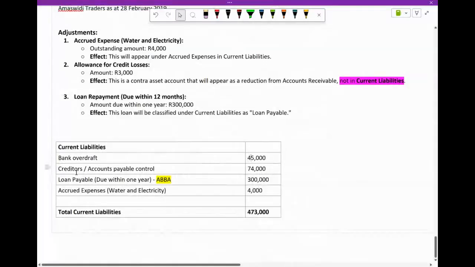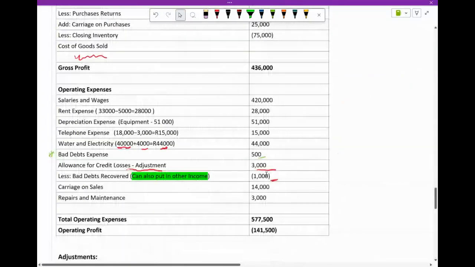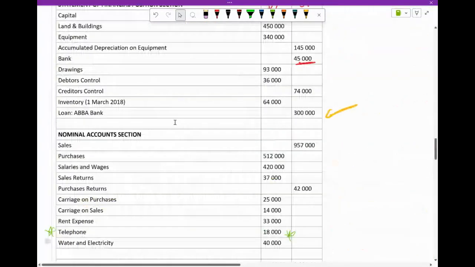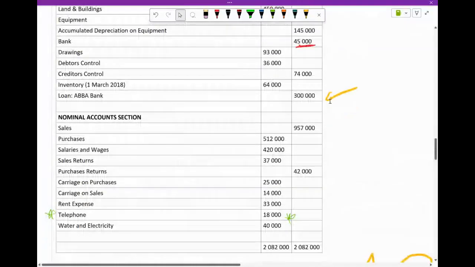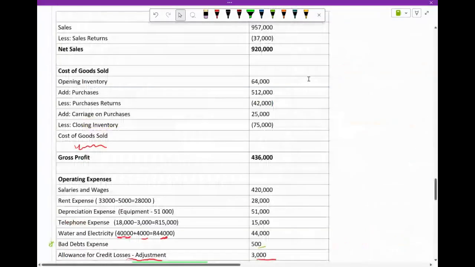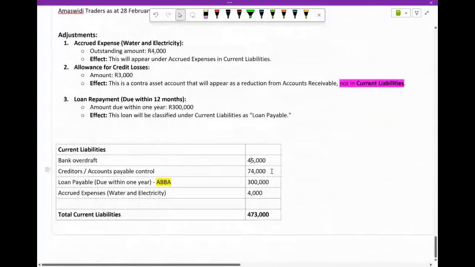45,000. Okay. Then creditors. Go back. What was on our creditors? Did we have anything? Creditors 74. Okay, so copy and paste there. Then this 300 loan, we spoke about it earlier. Because it's within 12 months, it's obviously going to fall under your current liabilities. Then the accrued expense. We know accrued expenses is a liability. We owe this money for electricity and water, but we haven't yet paid it. So now it has become a current liability.